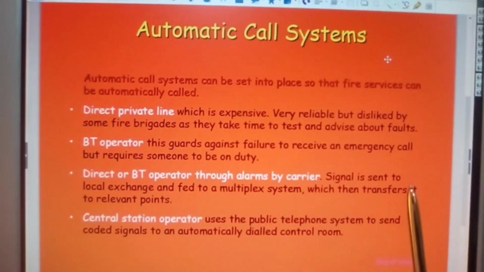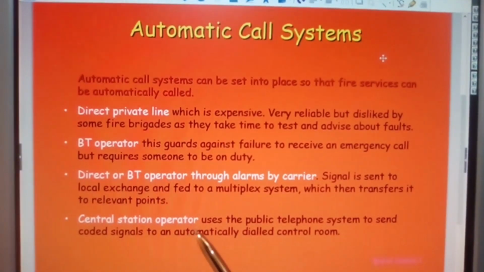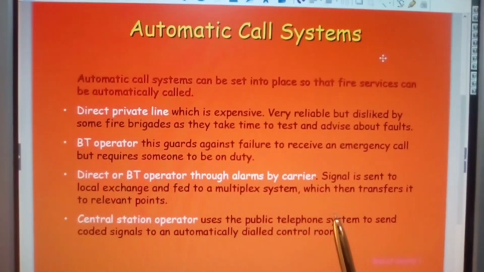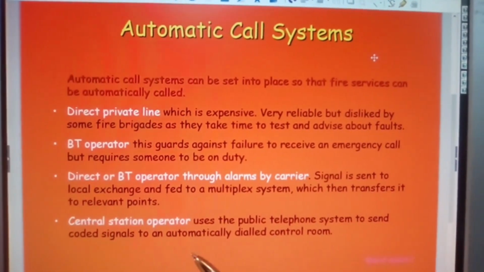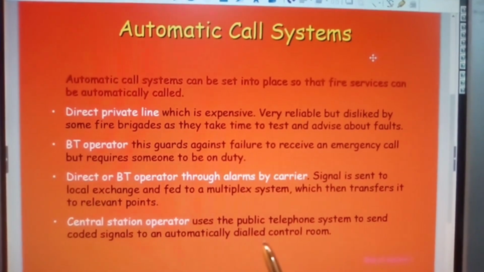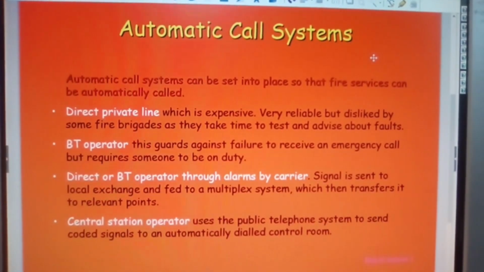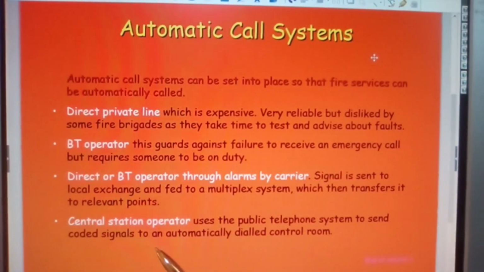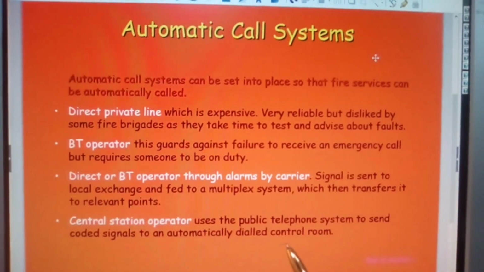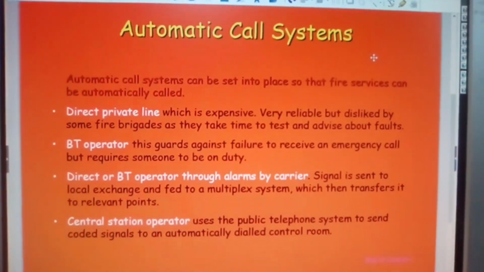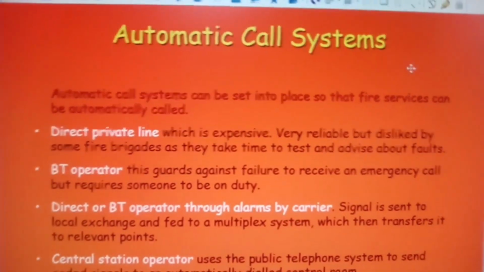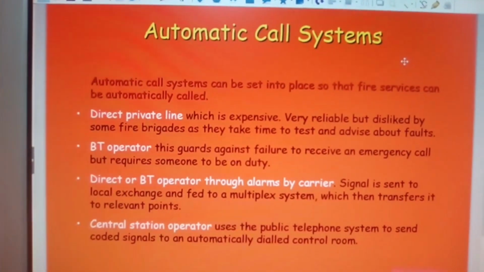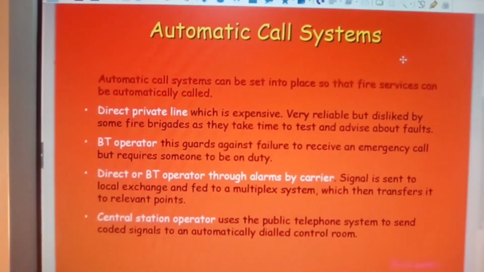Direct or BT operated through alarms by carrier. Signal is sent to local exchange and fed to multiplex system, which then transfers it to relevant points. Central station operator uses the public telephone system to send coded signals to an automatically dialed control room. So that's your automatic call systems in place. Now be aware of any others that might be available.